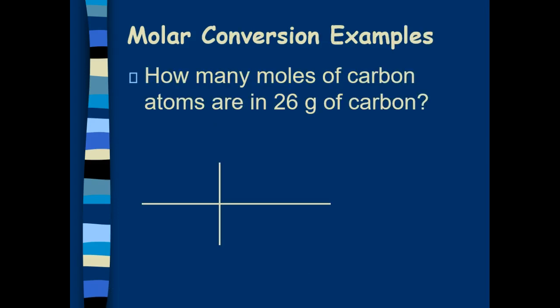So, mole conversions. It says how many moles of carbon atoms are in 26 grams of carbon. Here's what you do. You circle what's given all the way to the unit. This number goes here, 26 grams of carbon. You underline what you're looking for. What's on the top goes on the bottom, grams of carbon. And what you underline goes on top, moles of carbon.